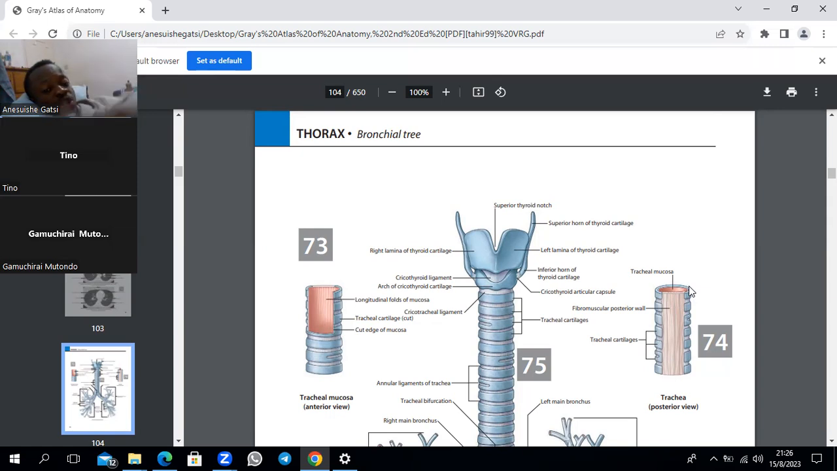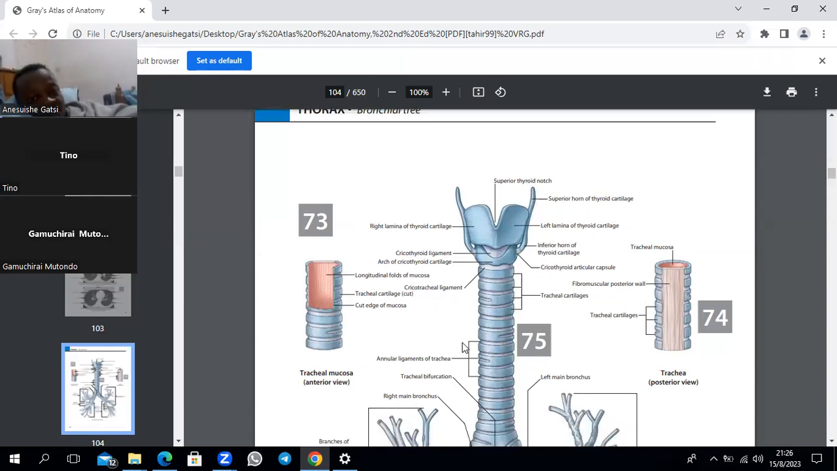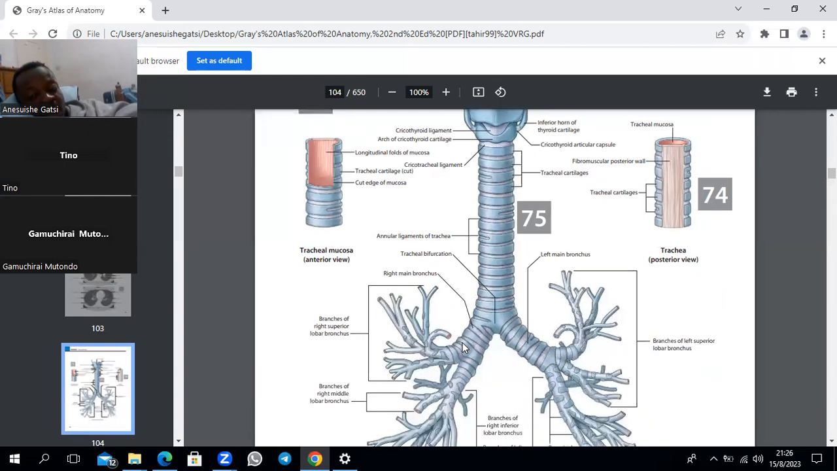Right. The histology we'll do in a separate talk. The bronchial tree. Right. Then after the bronchi, you go to what we call bronchioles. We're going to have respiratory bronchioles, basically many types of bronchioles.